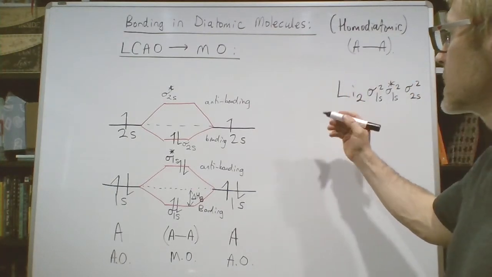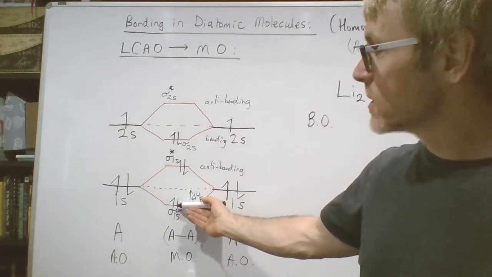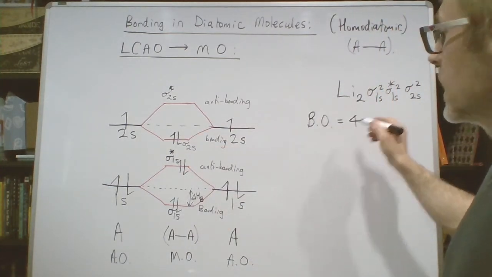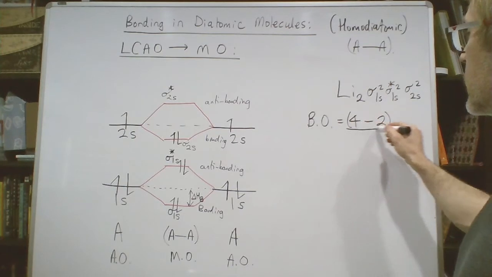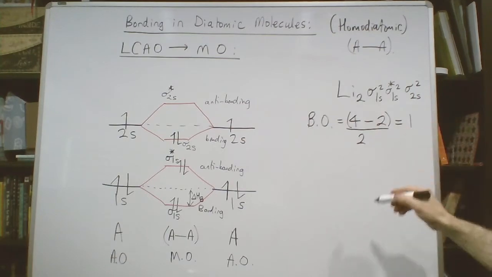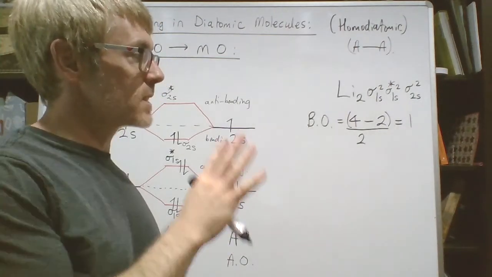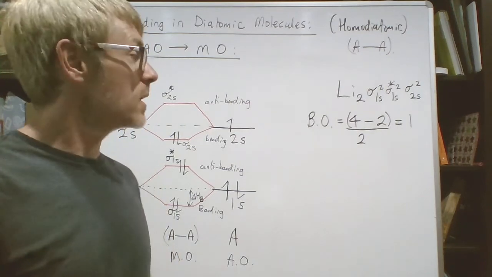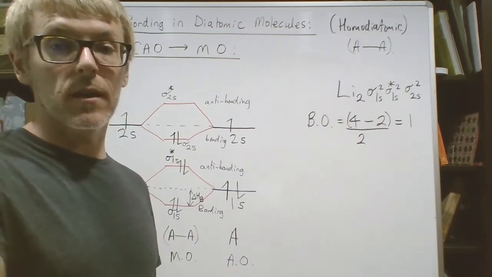Let's look at the bond order. Let's see if dilithium exists. We have 4 bonding electrons, and we only have 2 anti-bonding electrons. Take the average. 4 minus 2 is 2. 2 divided by 2 is 1. So we know that dilithium does exist, and the only evidence we have is that it's roughly as stable as dihydrogen. That's all the information we have right now. We'll go ahead and look at diberyllium, see if that's a real thing.